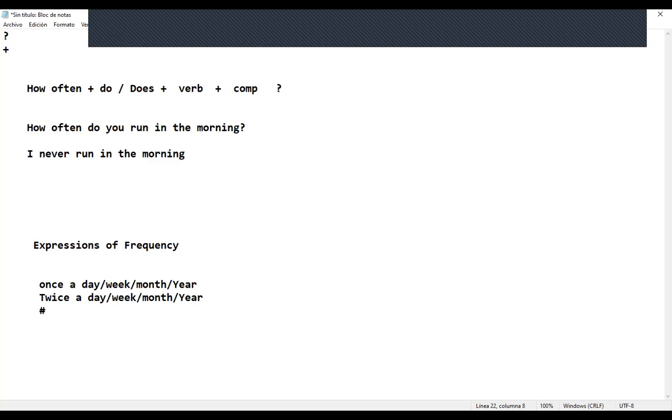Ya de tres veces, vamos a usar el número y vamos a decir three times. Three times a day. Three times a week. Tres veces a la semana. Three times a month. Three times a year. Four times, five times, ten times. La única diferencia es en once and twice. La pronunciación de los números sería en cardinal. Three, four, five, no problem.